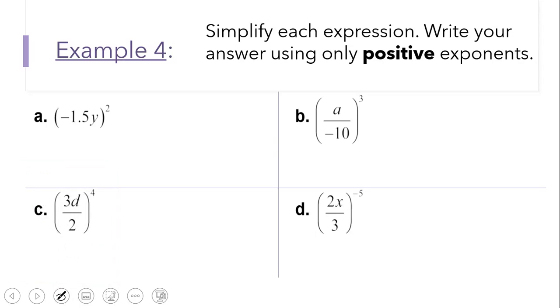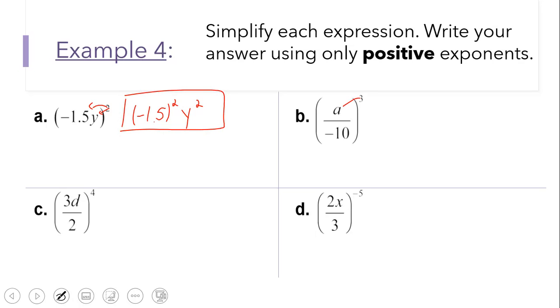So if we look at our first example, this squared is going to both parts there. So we're going to have negative 1.5 squared y squared. There's no negative exponent here, so I can leave that just like this. If I wanted to do negative 1.5 squared, I could do that. I can do 1.5 times itself, which would end up getting me 3.25. Okay, or I can just leave it like this if I wanted to.